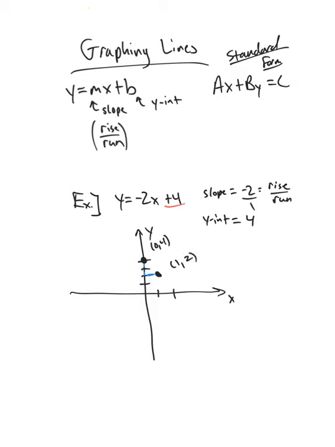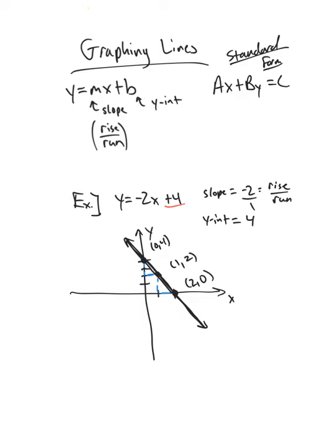Okay? And I can do that again. Down 2, right 1. We're going right here. That's the point 2, 0. Guys, if you're freehand graphing, the more points you have, the easier it is to connect the dots and draw your line. So with 3 points, I was pretty comfortable connecting those. That's how you graph a line from slope-intercept form.